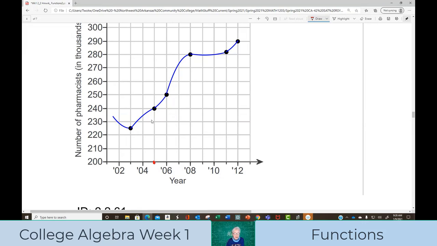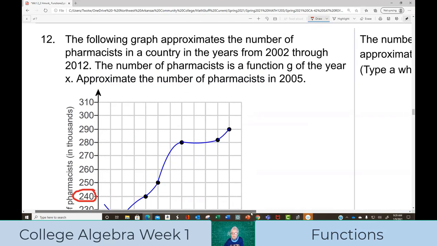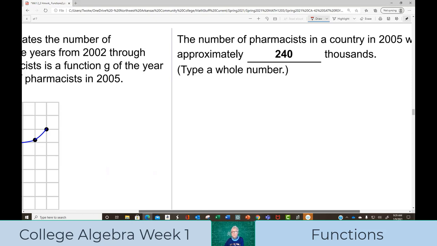You go up to the graph. Okay. Go over to the y-axis, and we have 240. So I bet the answer is 240,000. And they wrote the thousand, so you only have to write 240.